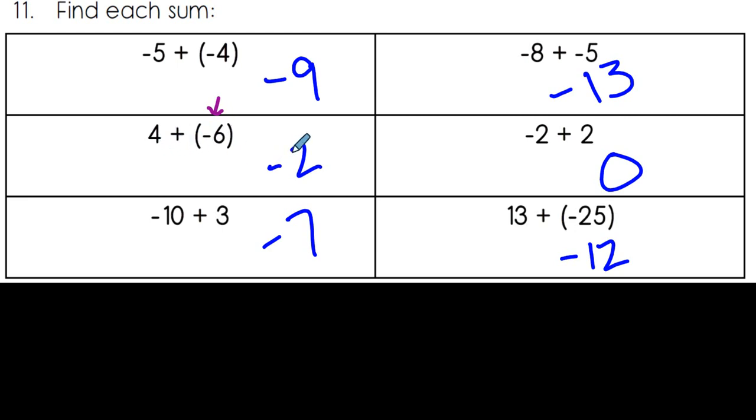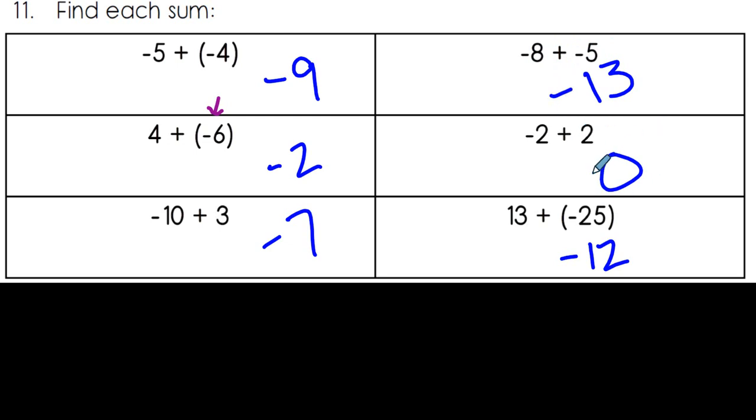So 6 minus 4 is 2, so our answer is going to be negative 2 because of the greater absolute value of the negative number. Similarly over here, the greater absolute value is with the negative 10, so our answer is going to be negative. 10 minus 3 is 7. Same sign means we add them together. Same sign add. That's going to be 13. We're going to keep the negative sign right here.